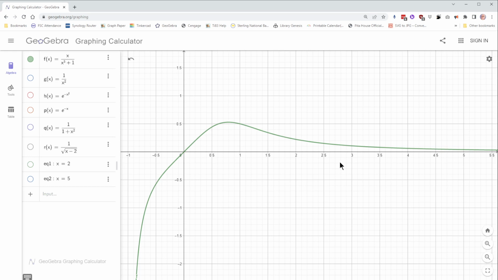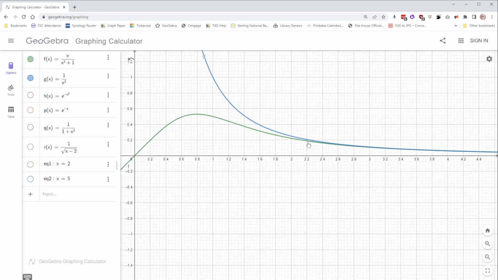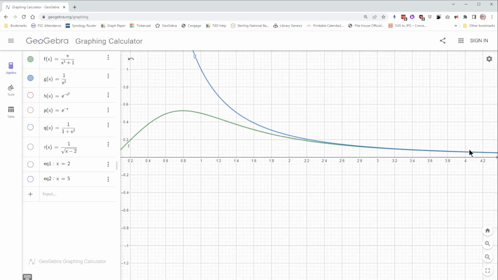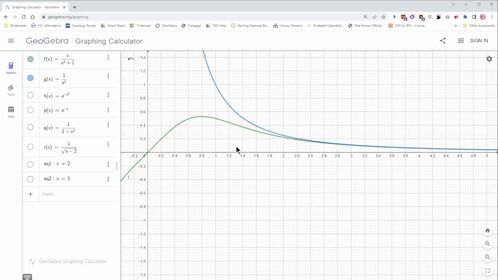And if that's the case, then I want to find a convergent function that is always greater than it. So let's take a look at 1 over x squared. If I put 1 over x squared in here, it looks like it's greater than my original function. I would actually have to zoom in, but they converge towards each other very quickly. So this looks like something that will work.